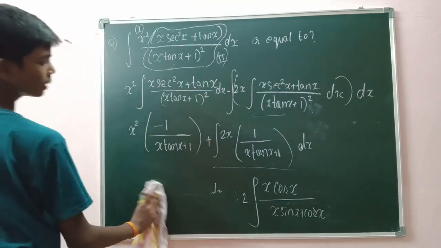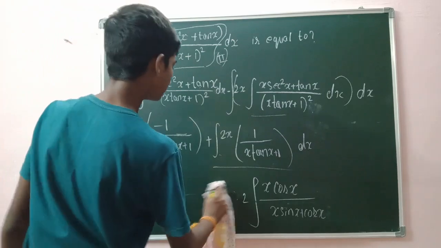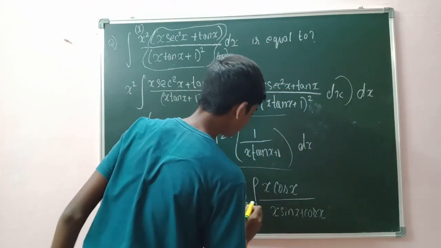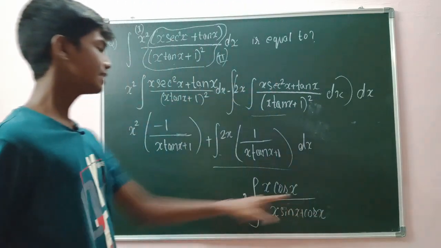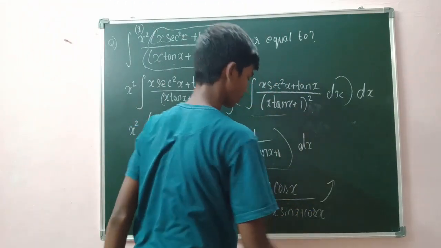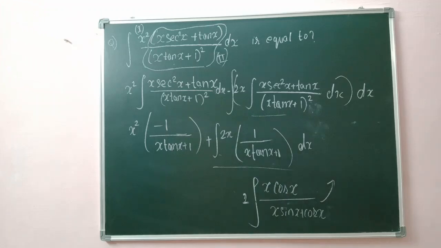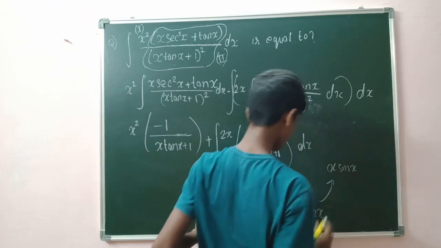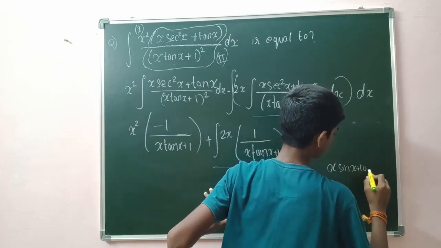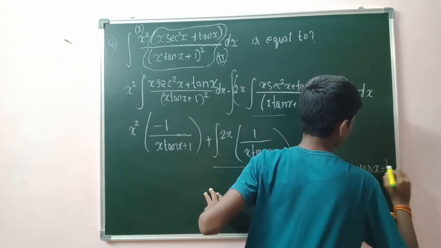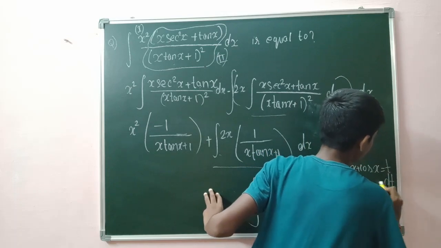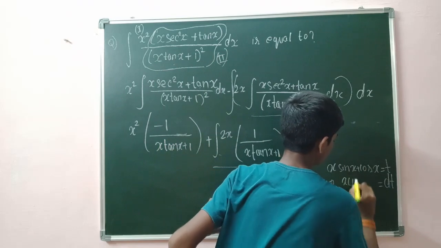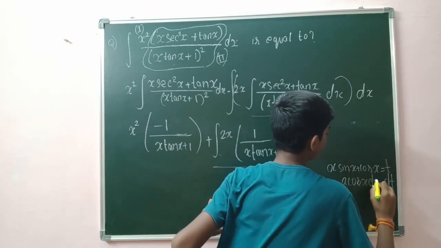Now solving this particular integral is much easier. So now listen to me very carefully. We are having 2 times this particular integral. For this integral, I'm going to take your x sin x plus cos x as your t. Then your dt will be what? Your dt will be the differentiation of this particular expression, that will be x cos x.